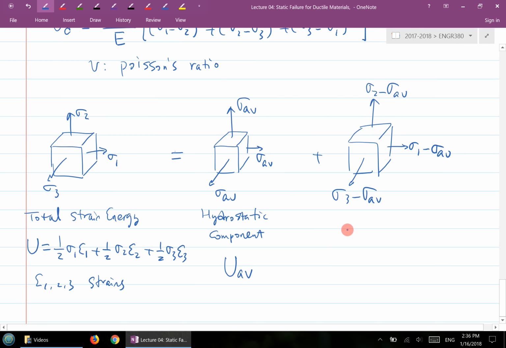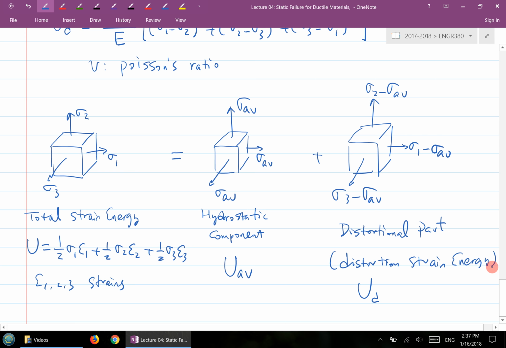This is basically the so-called distortional part. That's the part under distortional stresses. And with the corresponding calculation, you can get this so-called UD, which is the distortion strain energy. So that's roughly the steps.